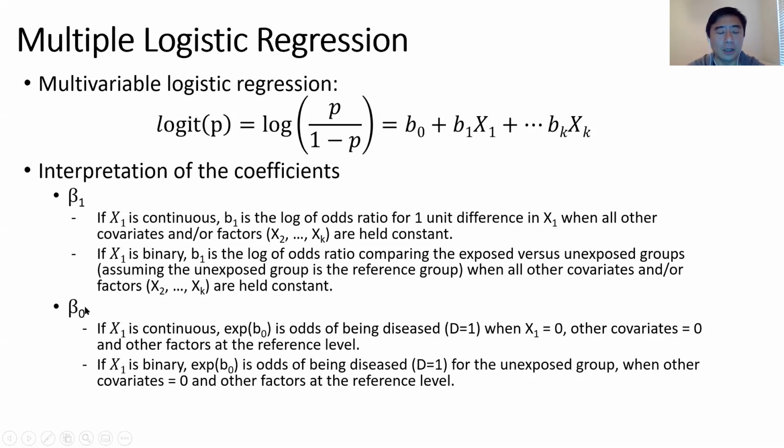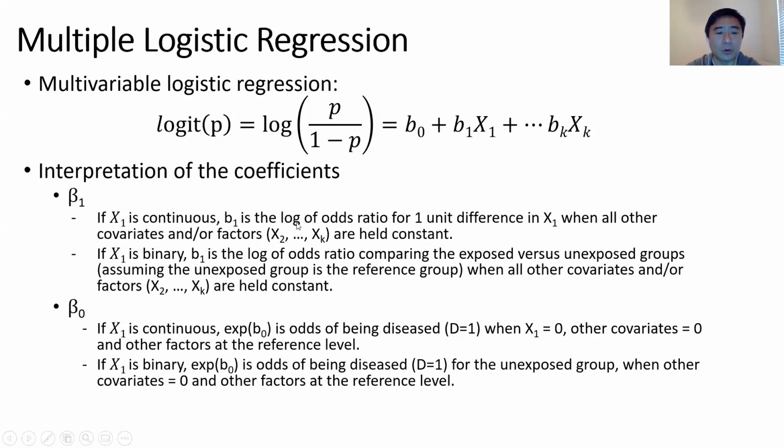For the beta 0, similarly, if x1 is continuous, then the exponential of beta 0 is the odds of being diseased when the exposure variable equals 0, because the exposure is continuous, when other covariates are all equal to 0 and other factors are at the reference level. Other covariates equal to 0 means that among the variables from x2 to xk, if some of them are continuous, we need to have the continuous variable at 0.